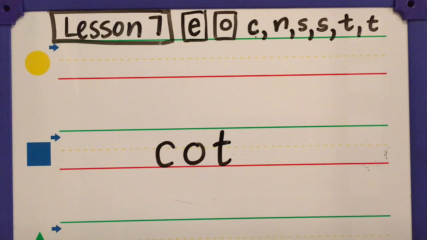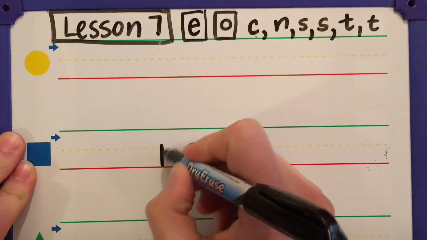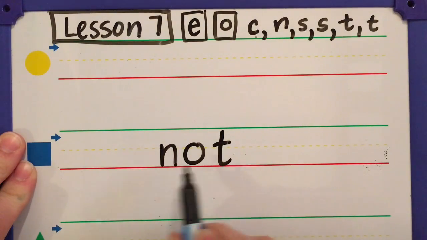For the next word, again, we'll be changing one letter to make the word not. N-A-T. Not. Go ahead and change it already if you know what needs to be changed. Changing the C to an N. N-A-T. Not.